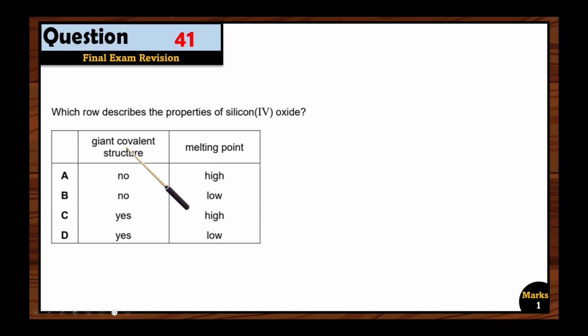Question 41. Which row describes the properties of silicon oxide? Again, it's a giant structure. Yes, C or D is right now. Let's see the melting point. Yes, it's high. So option C is correct.